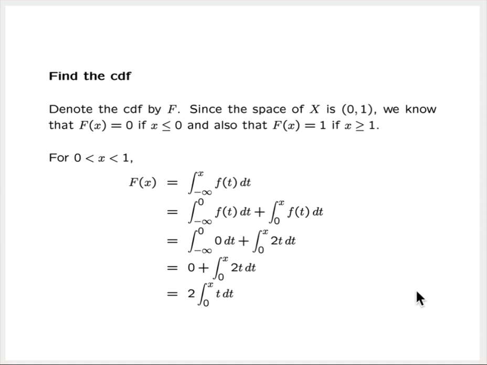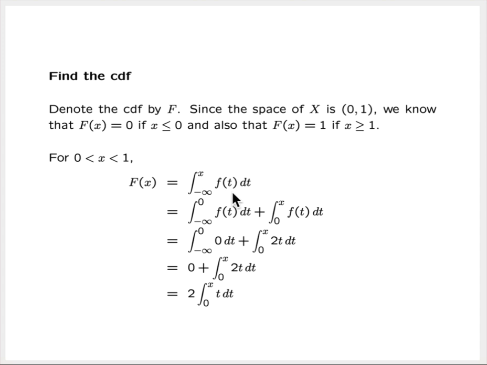Now, to determine the expression for the CDF for values of x that are between 0 and 1, we need to do some calculations, some derivation. So at such a value of x, the CDF evaluated at x is defined to be the integral from minus infinity up to x, the argument of the CDF, of the PDF.